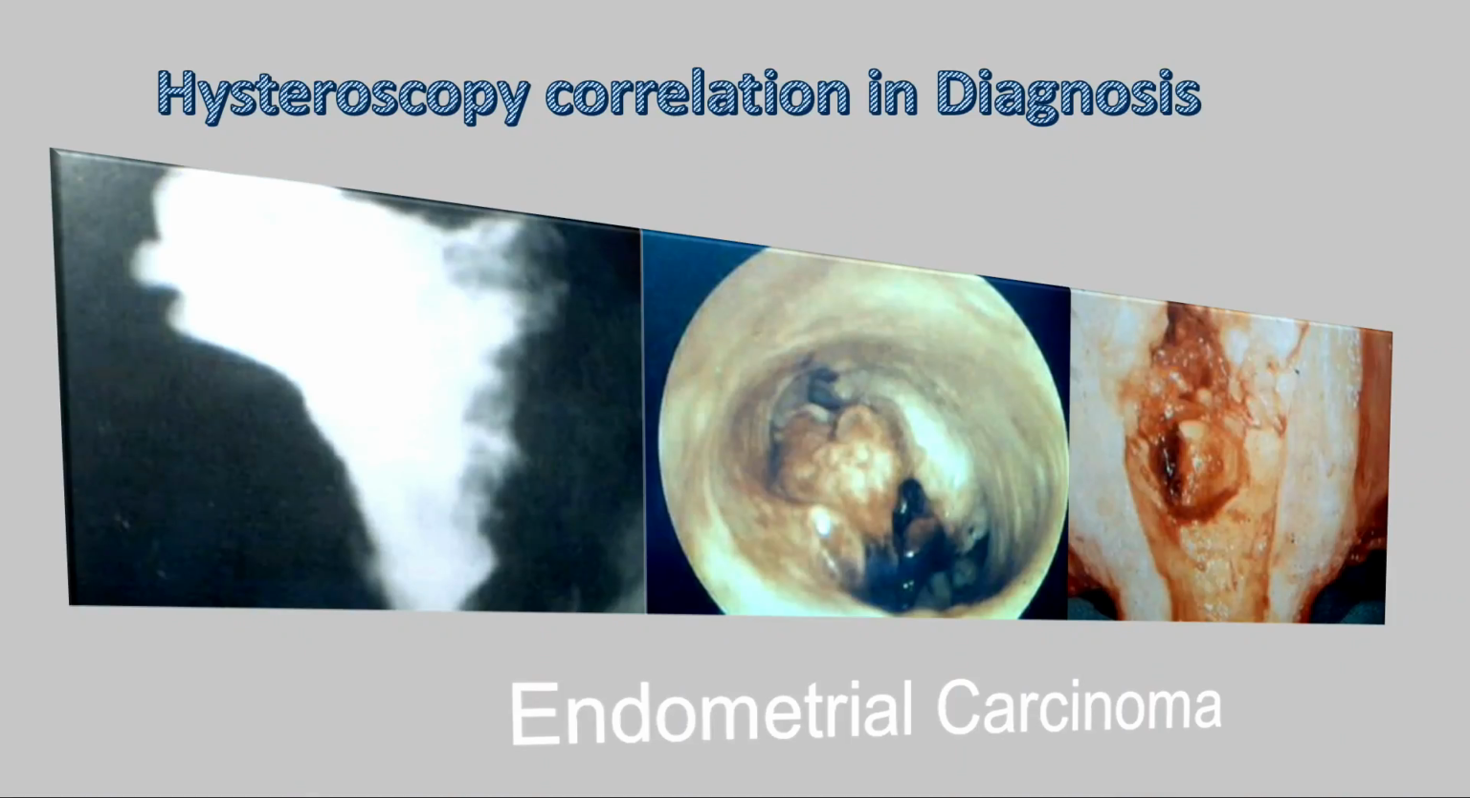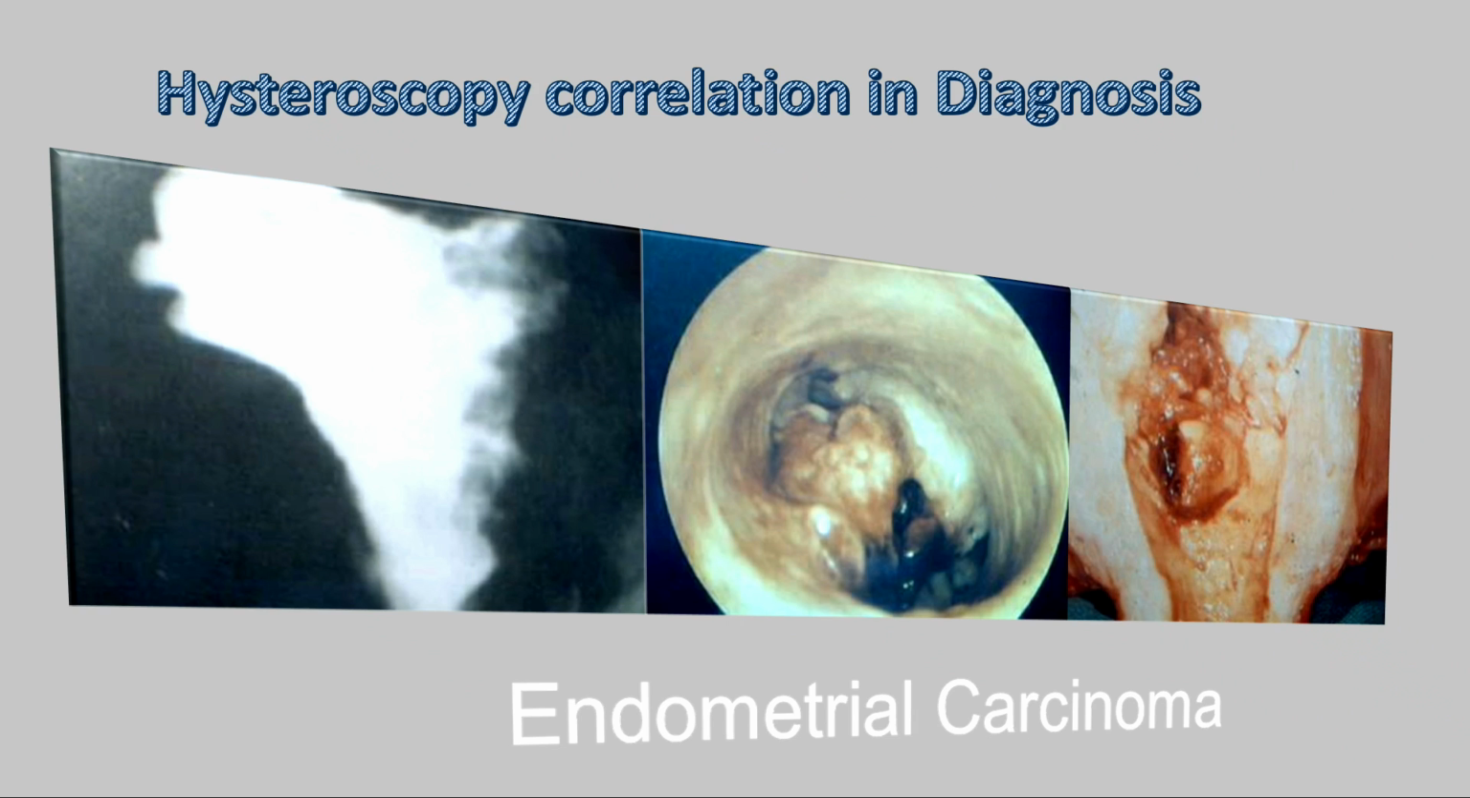Remember, HSG is not a very accurate technique of diagnosing tubal block. In HSG, if the tube comes open, then it has 100% value. But if in HSG the tubes come blocked, then it has no value. It has 0 value. Am I right?